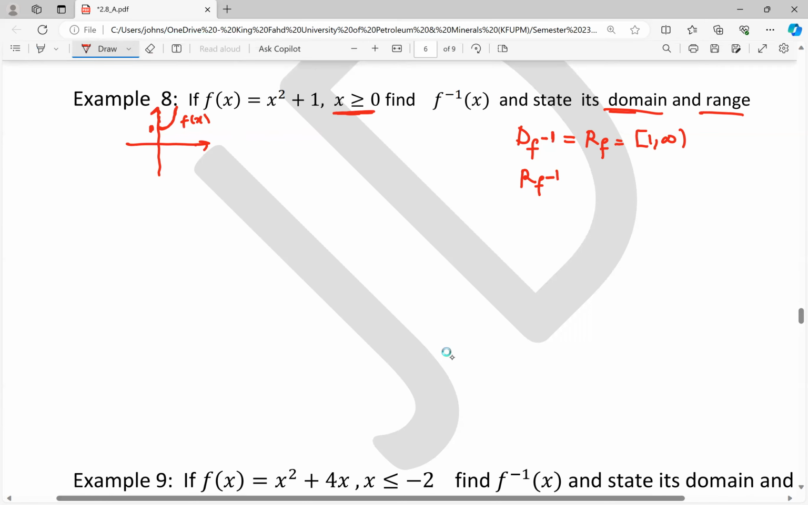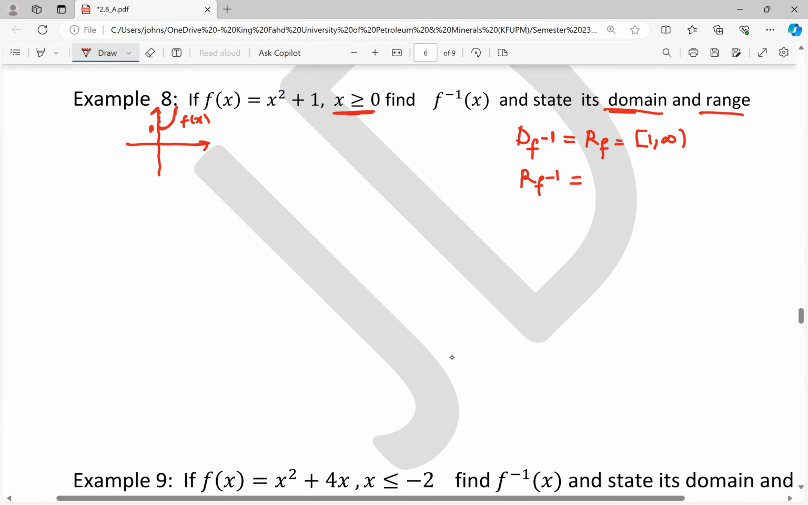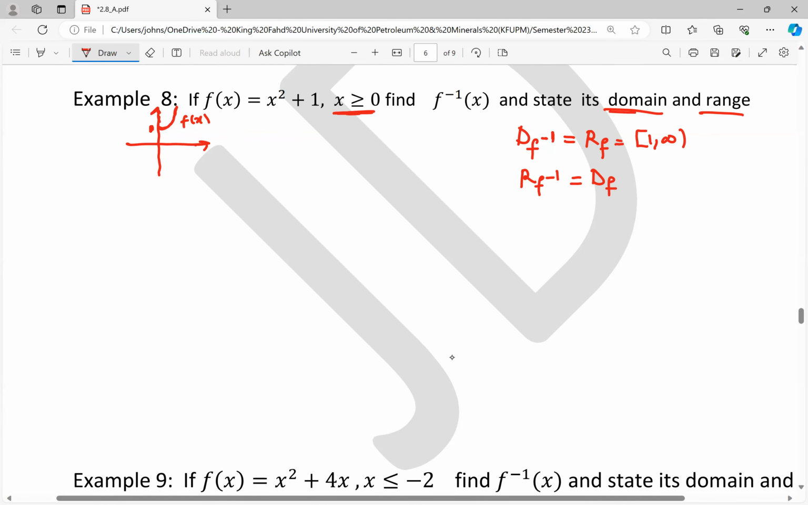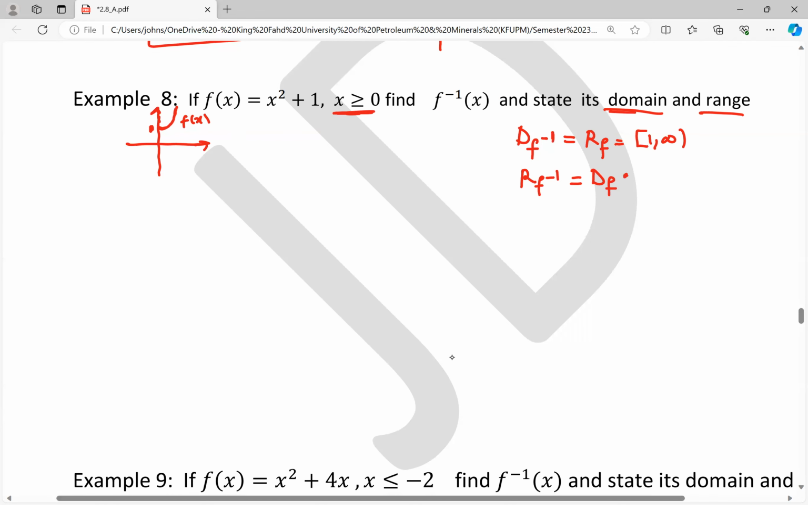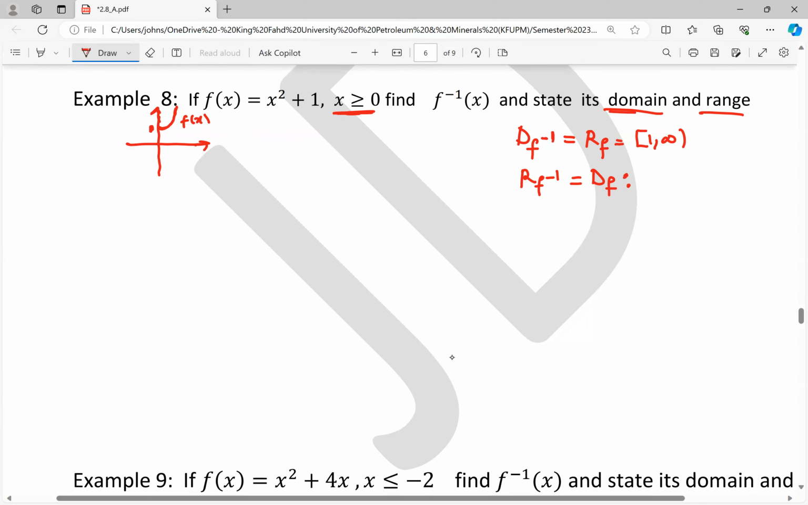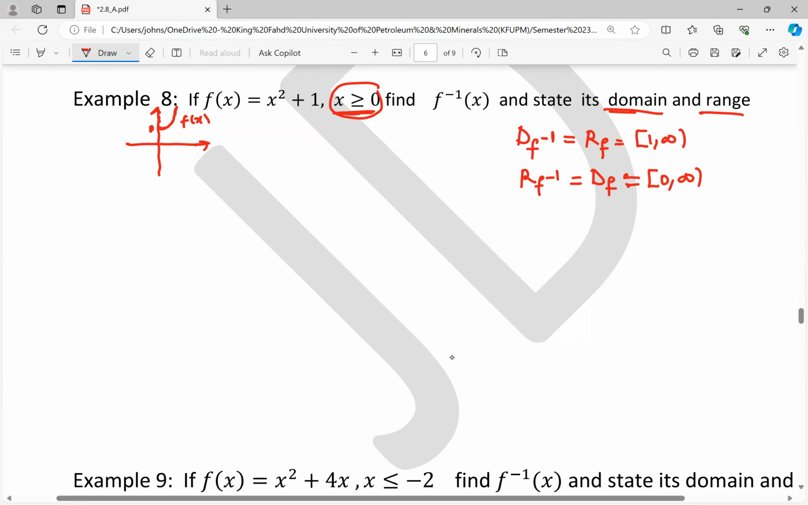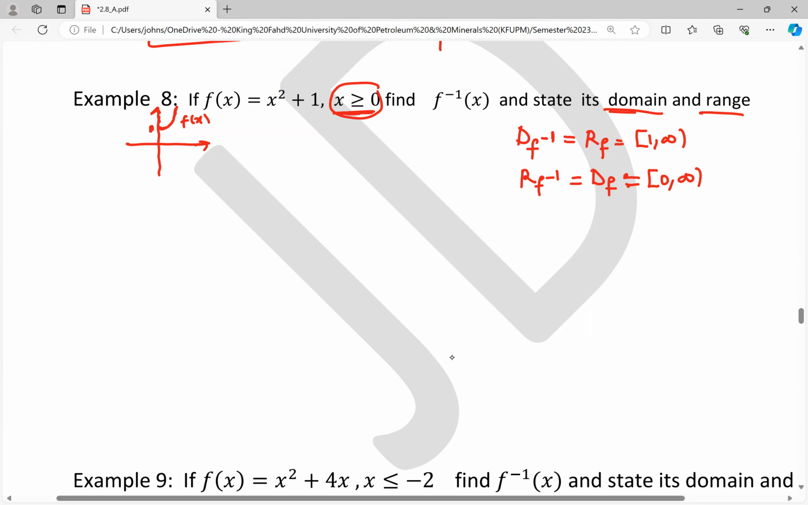So also we can find the range of f inverse, which is going to be the domain of f. And what is the domain of f? The domain of f is what is given, this condition here, because this condition is for f, and it's nothing but 0 to infinity. So you can see we already have the domain of f inverse and the range of f inverse, even before we calculate the f inverse.